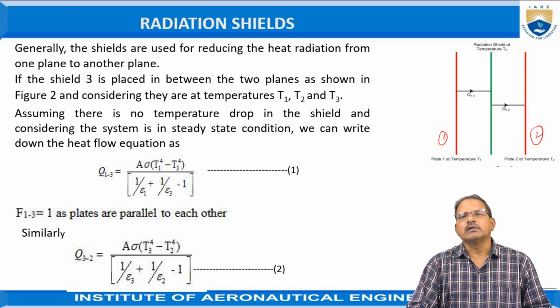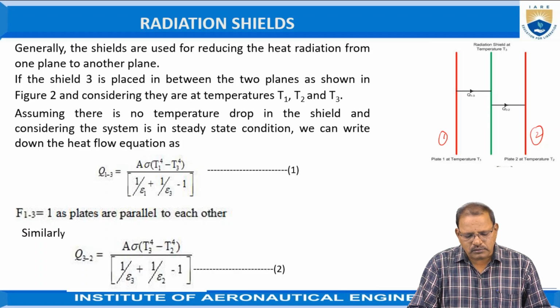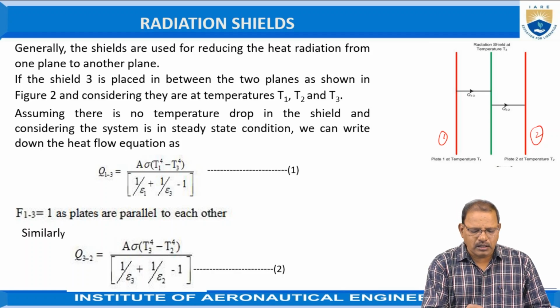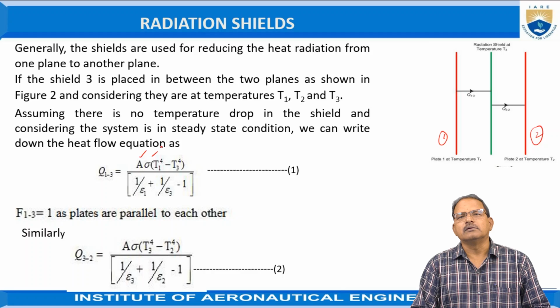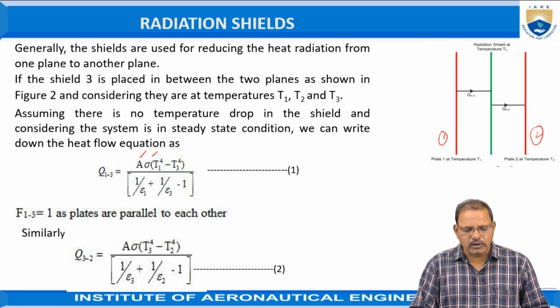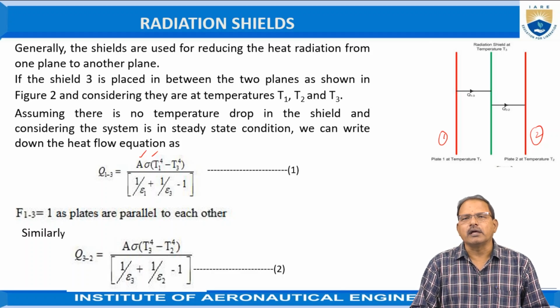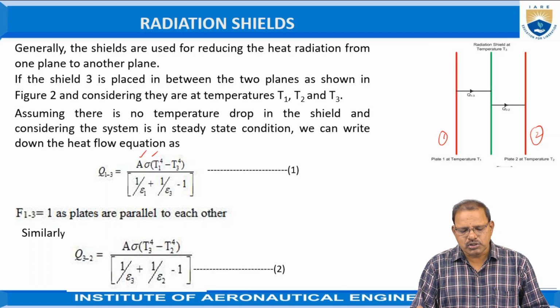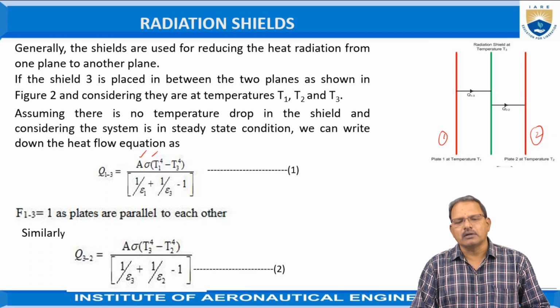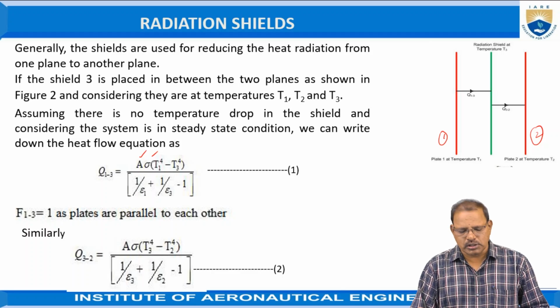and considering the system is in steady state conditions, then the heat flow equation can be written as Q13, that is the amount of energy flowing from 1 to 3. It is equal to A into sigma into T1 to the power of 4 minus T3 to the power of 4 divided by 1 by epsilon 1 plus 1 by epsilon 3 minus 1. Here from 1 to 3 we are taking directly without the presence of shield. If F13 is equal to 1, the other plates are kept parallel to each other.